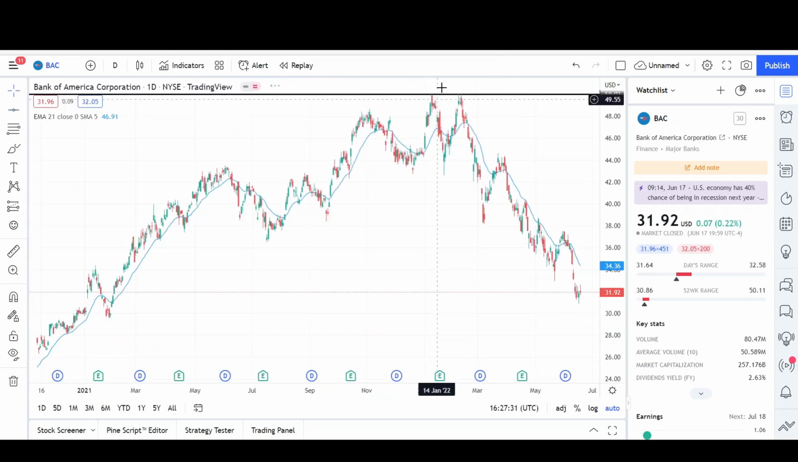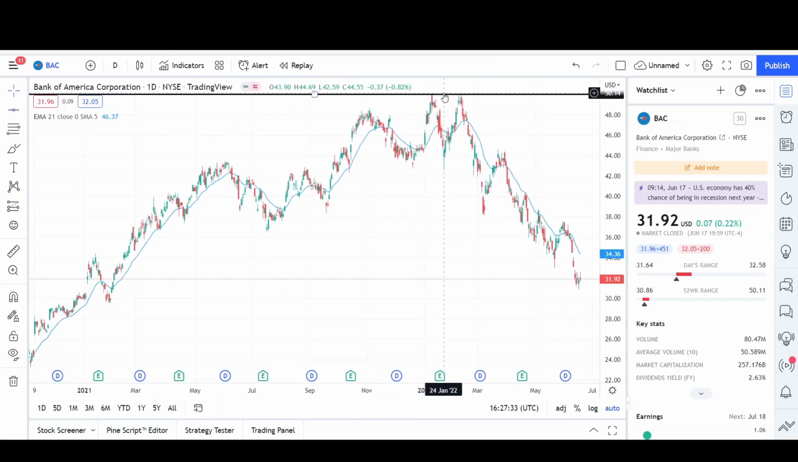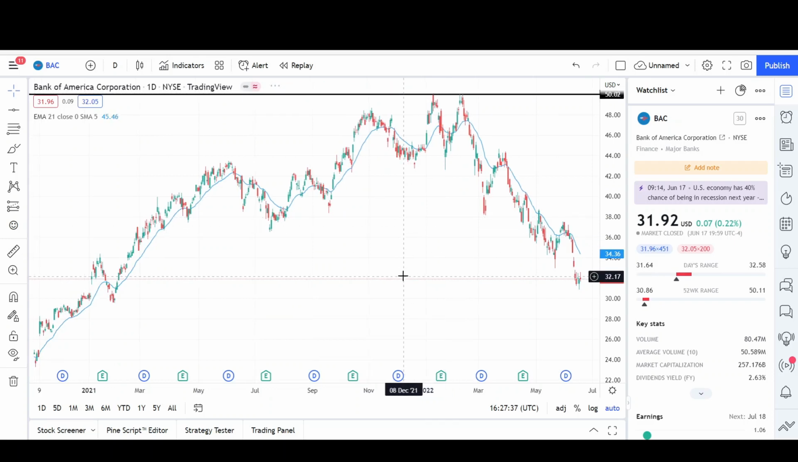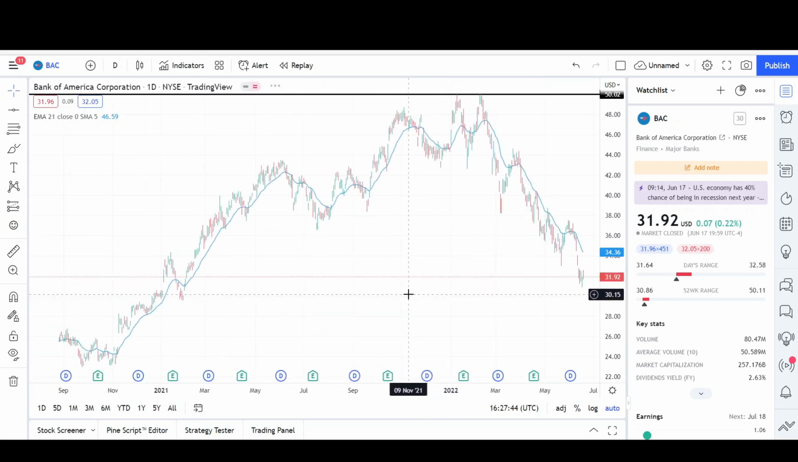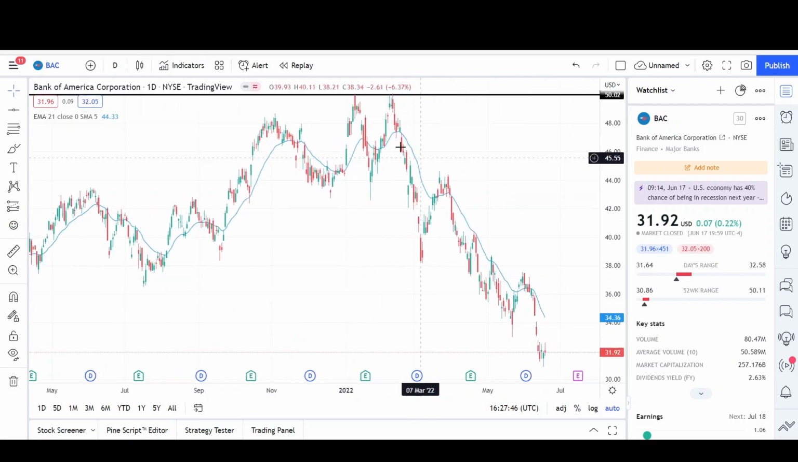So usually these psychological whole numbers can act as support and resistance. Not all the time, but if you pay attention on the chart, you look at these $40, 45 or 30, you'll see there's some type of reaction around them. I don't really trade that, but it's just cool to see. You can see that we went right near that $50 level, and prices had a hard time pushing through it.